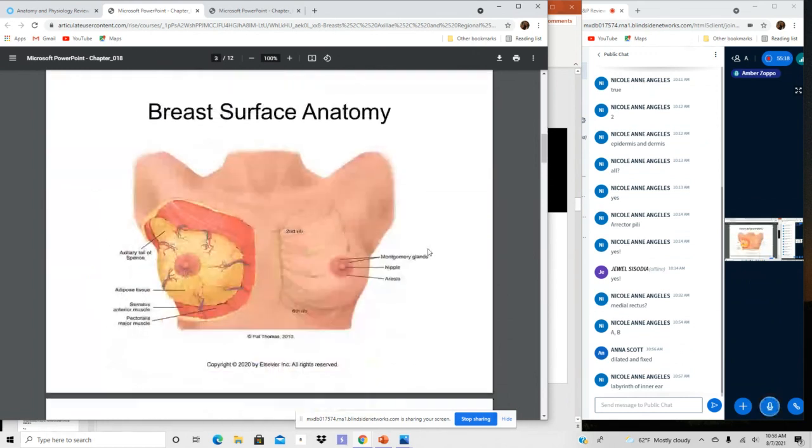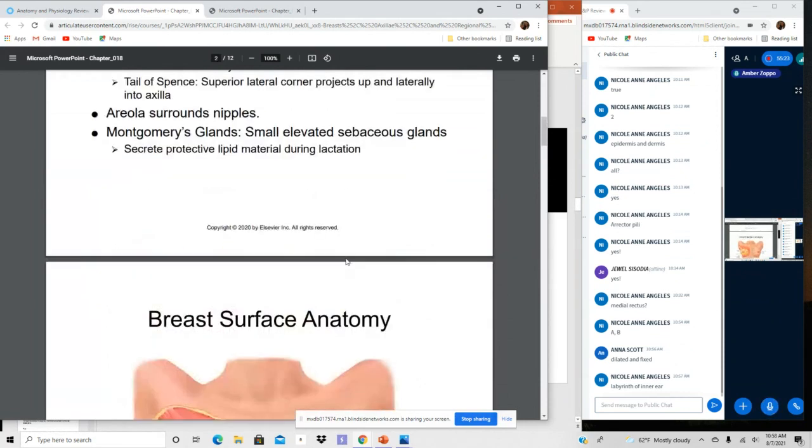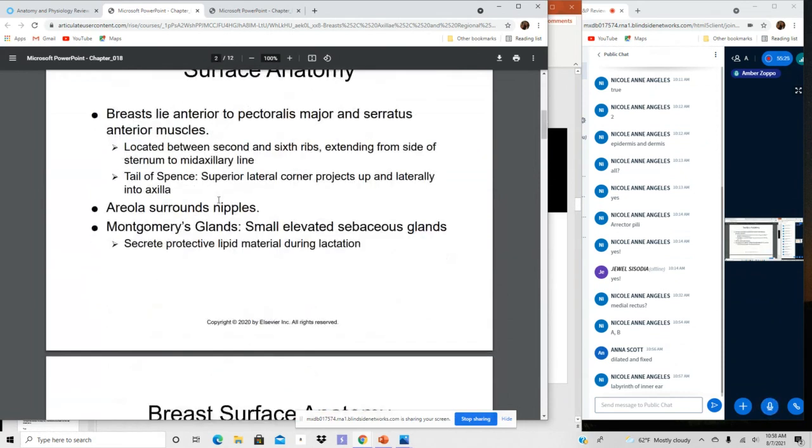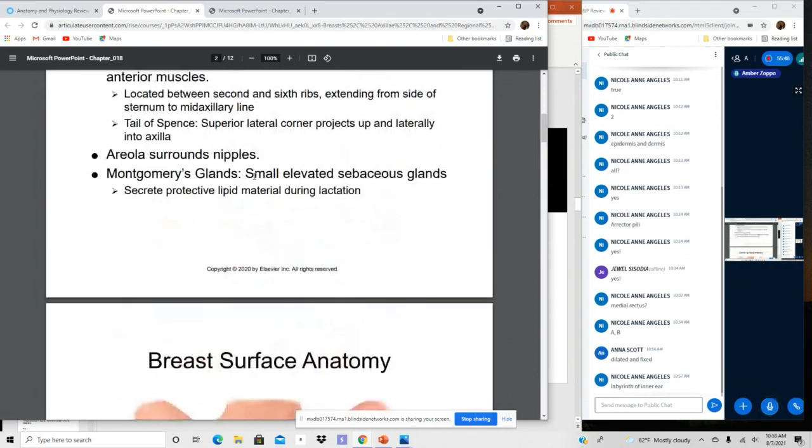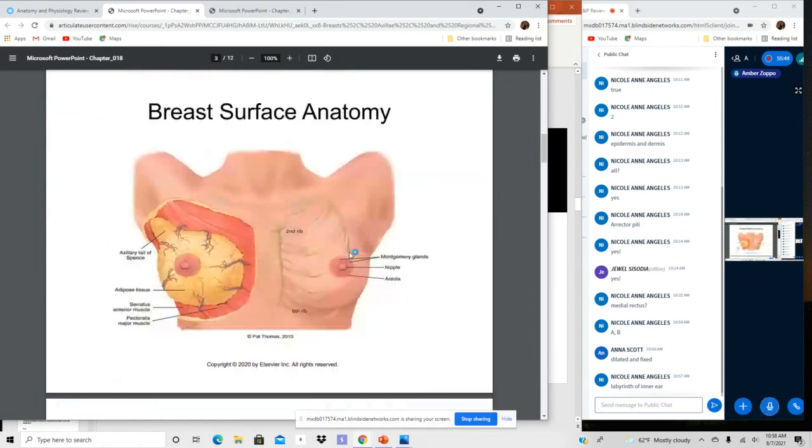Okay, so this is showing a picture of the breasts and the anatomy that we just talked about. So the axillary tail of Spence is in this upper left-hand corner. This is made of adipose tissue. Then the areola is surrounding the nipple, and the Montgomery glands are those sebaceous glands that secrete lipids during lactation. And as you can see here, it's located between the second and sixth ribs.